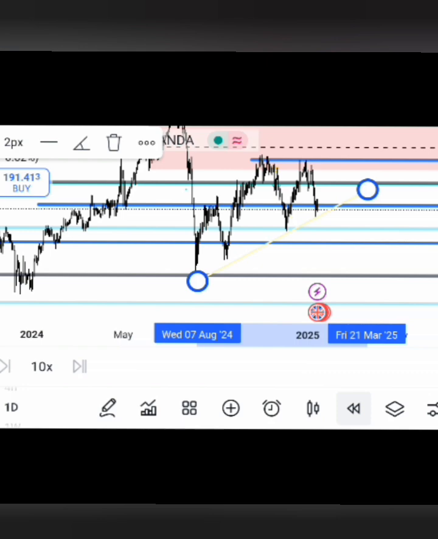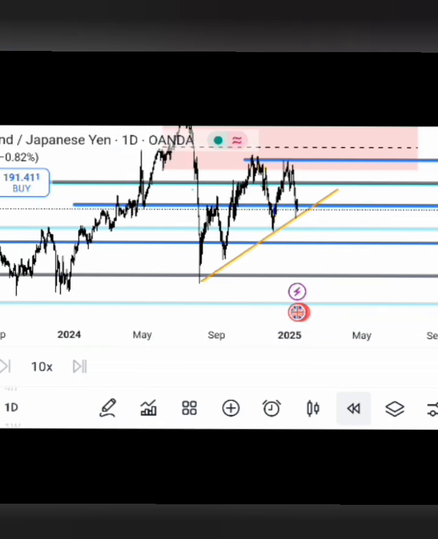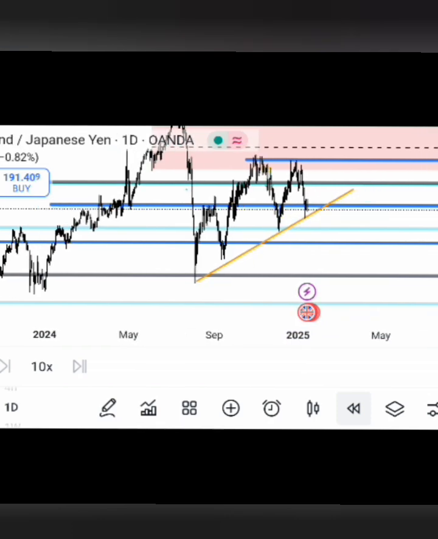Is it showing at all? Okay, let's use this. What is it called? What is this color called? Good. Orange. Good. So let's use this orange.